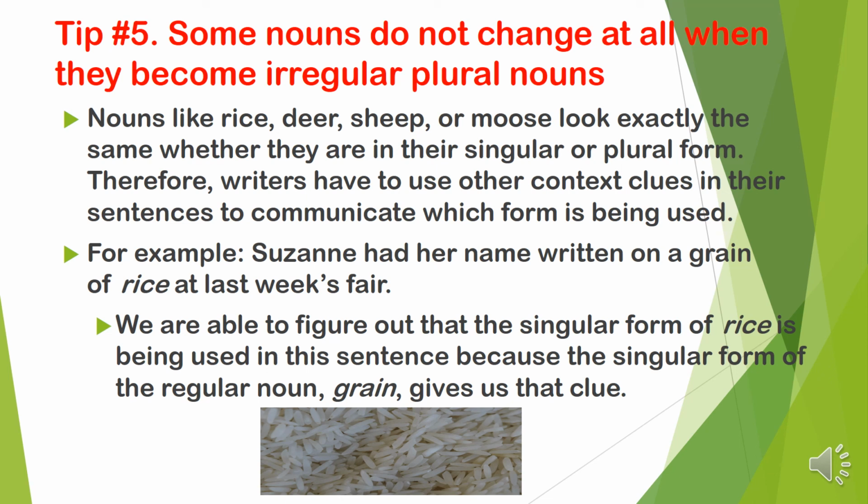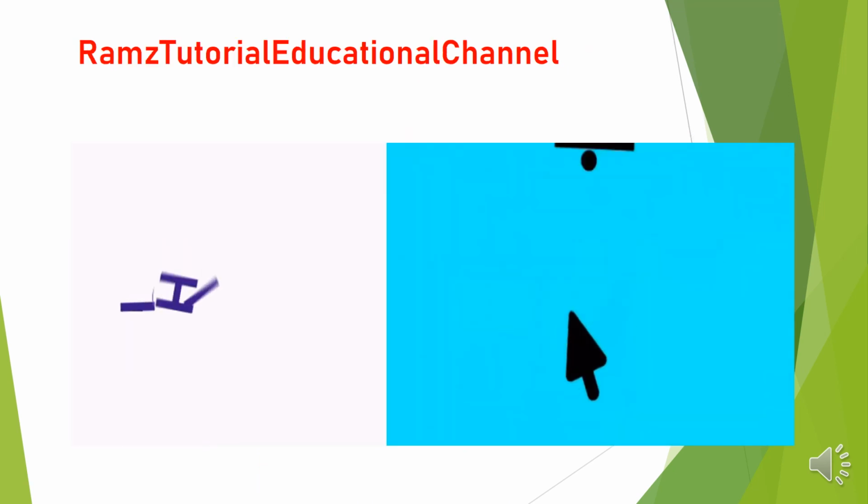Remember that. Again, tip number 5, class, to easily understand how to form singular to plural using irregular plural nouns: some nouns do not change at all when they become irregular plural nouns, my dear students and my dear viewers.